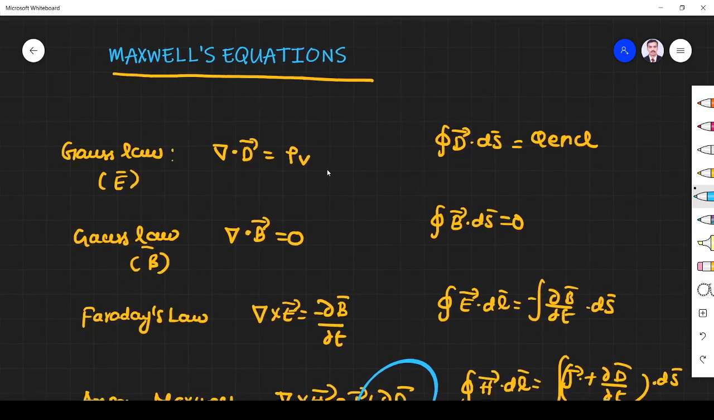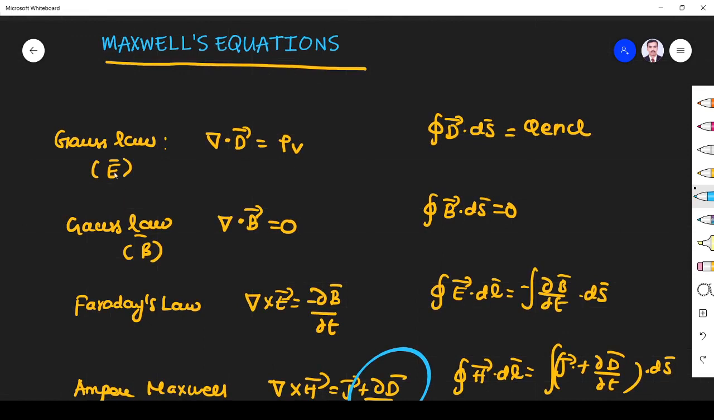Right, so Maxwell's equation includes all these four laws. One is Gauss law for electric field. We know that is given by del dot D is equal to rho v. This is for differential form, this is for integral form. The equivalent version is D dot ds equal to charge enclosed. Right, and Gauss law for magnetic field indicates del dot B equals 0 and B dot ds equals 0.